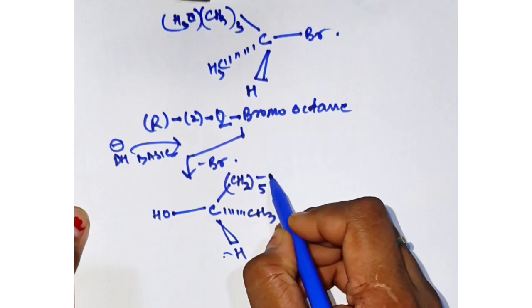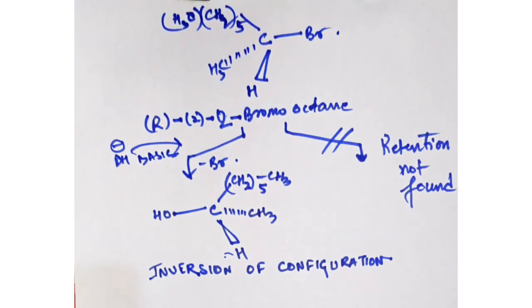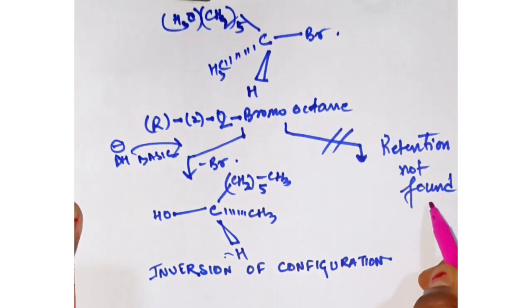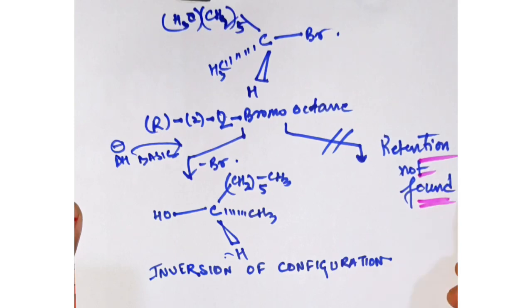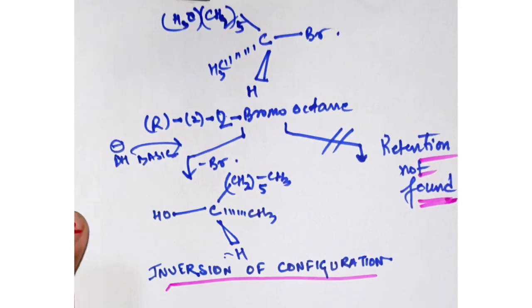So here the inversion of configuration usually takes place, whereas the retention of the configuration is not found. Whereas in SN1 it is a little bit at least found, in the mixture of the products, but here there is no mixture of the product. Usually only inversion of configuration takes place.